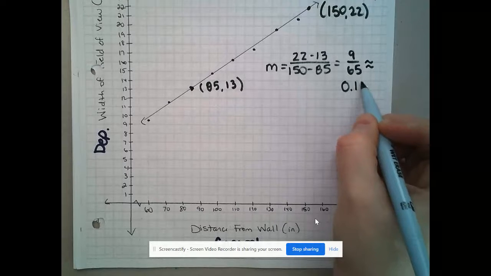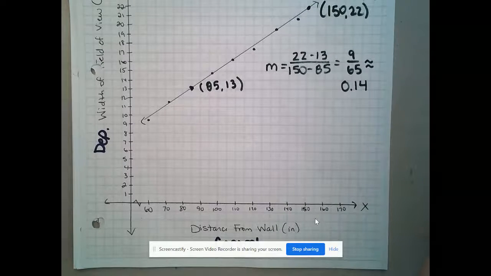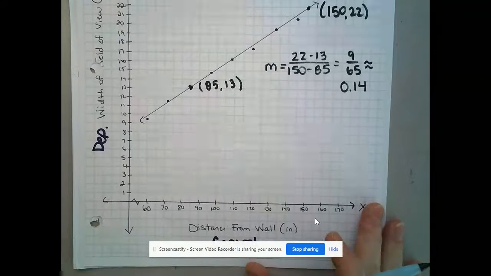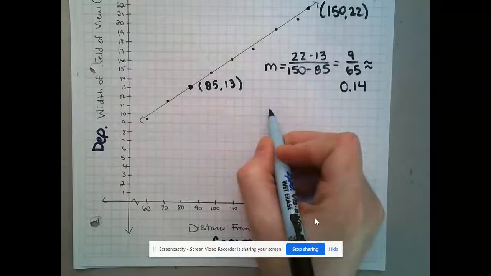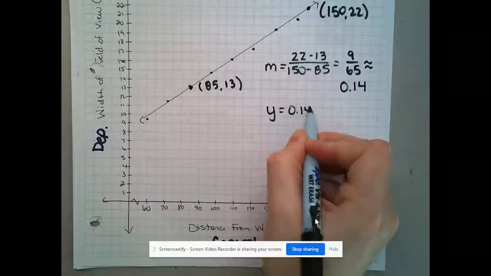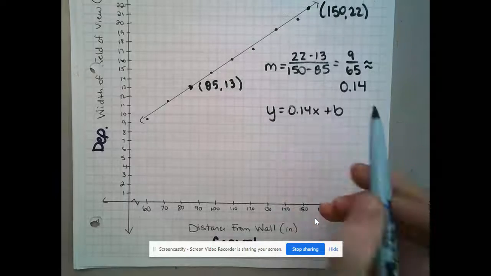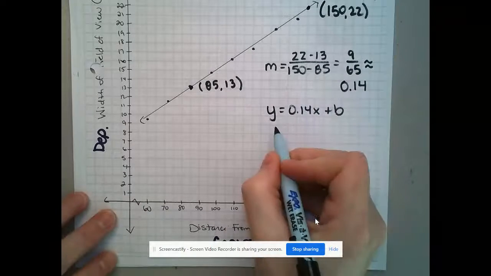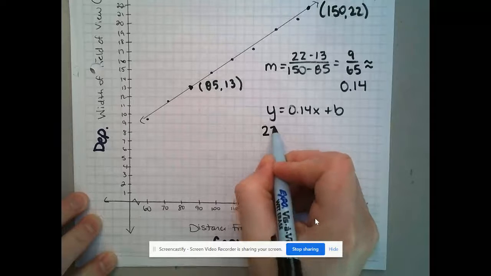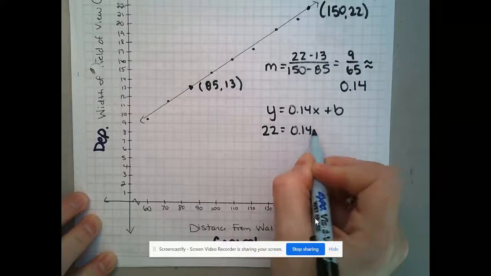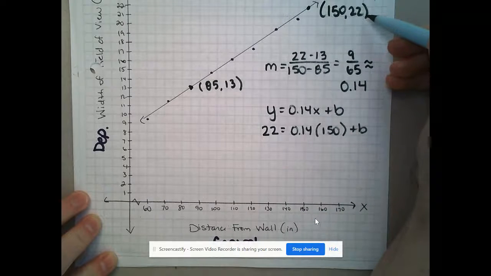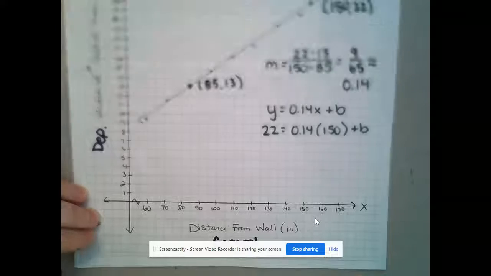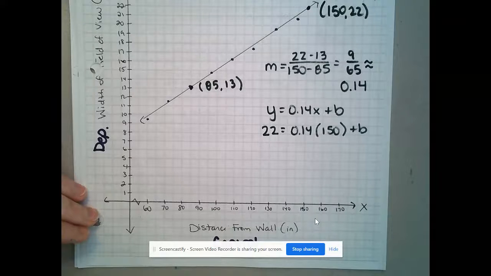So I'm going to go with approximately 0.1, and in this case I got 138, so approximately 0.14. You'll notice on the hard copy of the notes, I had 0.13. So apparently when I drew it last year, I had a line that was slightly more shallow. So now I'm going to go with y equals 0.14x plus b. I'm going to plug one of those two coordinates in: if y is 22, then 22 equals 0.14 times the x value of 150 plus b. I chose to use this point. You can use either point. It's not going to make a difference because they're on the same line.